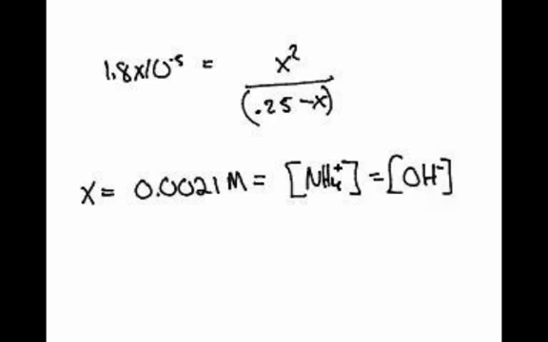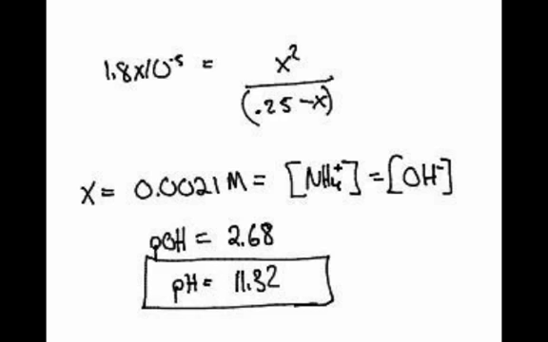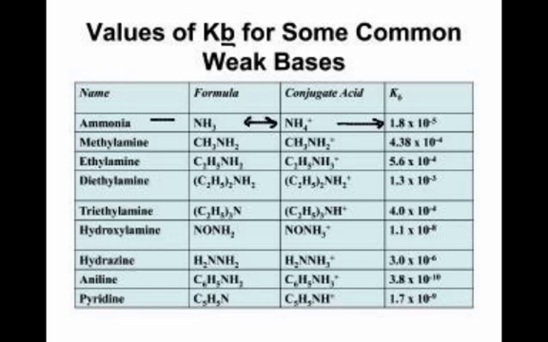And we're trying to find the pH, right? In this case, you have an additional step. First, I would find the pOH by taking the negative log of 0.0021, and you get 2.68. And therefore, the pH would be 14 minus 2.68, or 11.32. That makes sense because that is a basic pH. So you only have this additional step when you have a weak base problem. And I got the 1.8, by the way, from this table.